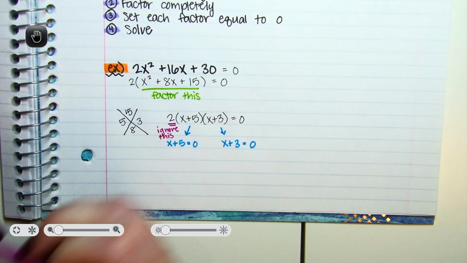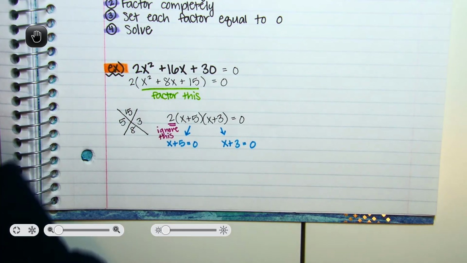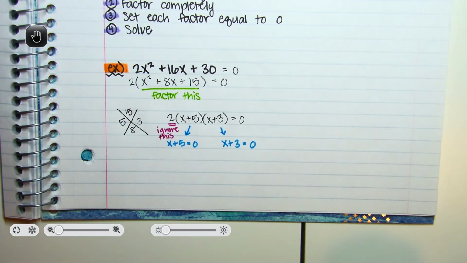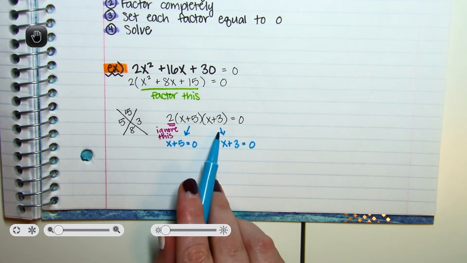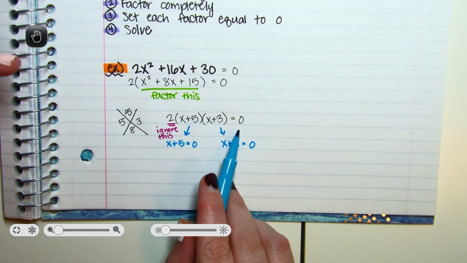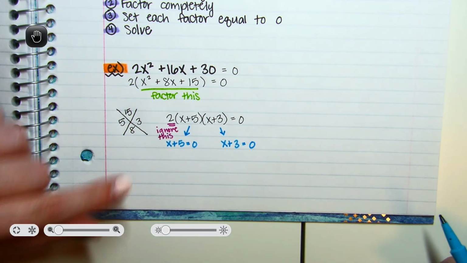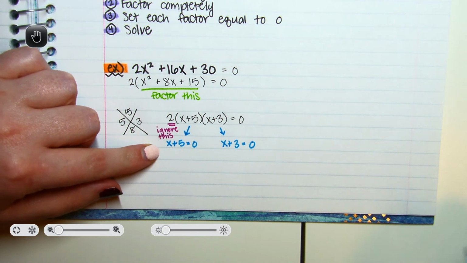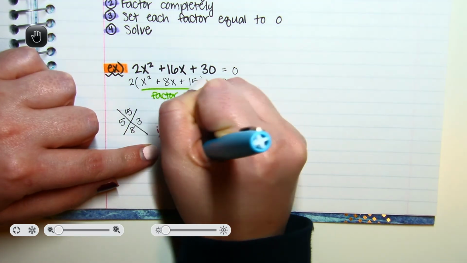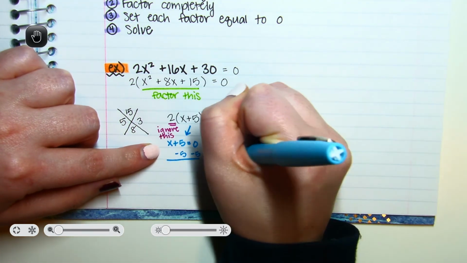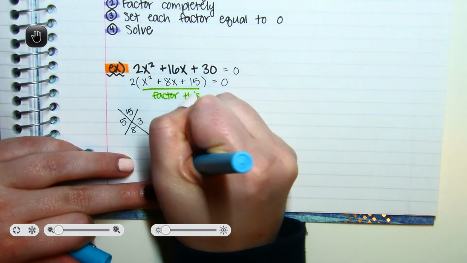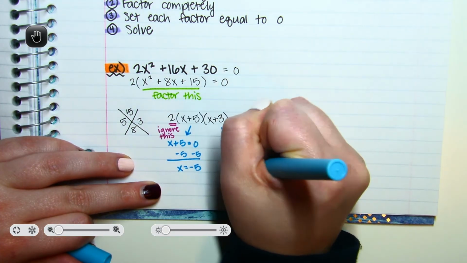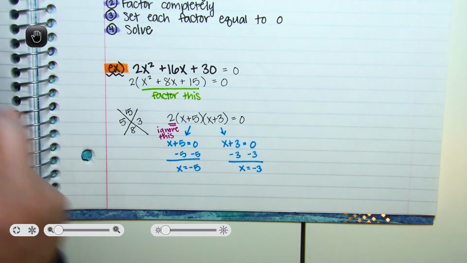That does not need to be included with finding your x values. The reasoning behind that is because to get the x values by itself, you divide both sides by 2, and it makes it go away, and it's still equal to 0. All right, now for both of these to solve, I'm going to subtract 5 from both sides and subtract 3 from both sides. So I get x equals -5, x equals -3.